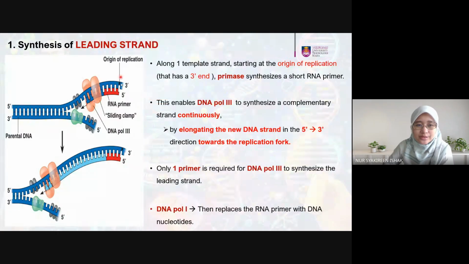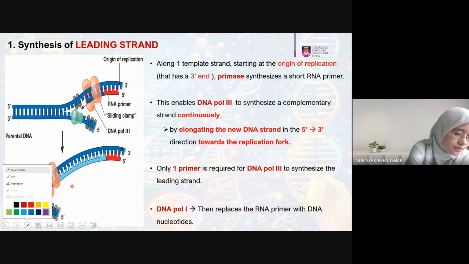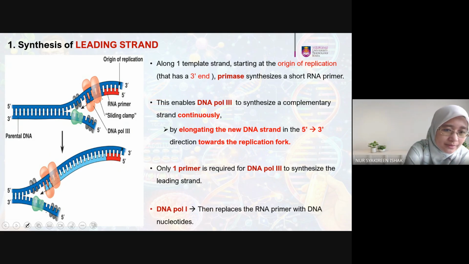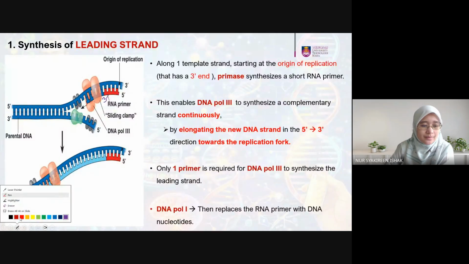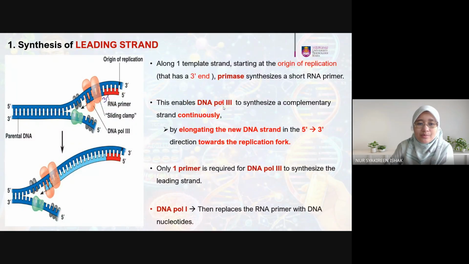Here is the origin of replication on the template strand, and here is where the primase synthesizes the RNA primer. The synthesis of the RNA primer starts at the 5' end, adding RNA nucleotides one at a time, producing a 3' end on the primer. Once a 3' end has been produced, then only the DNA polymerase 3 starts to synthesize a complementary strand continuously.